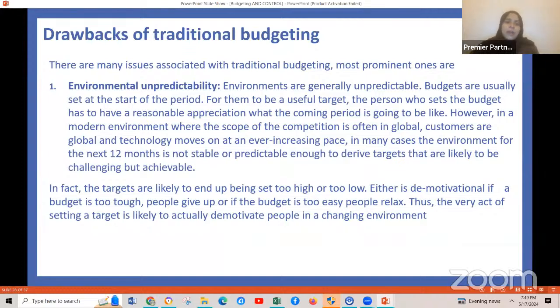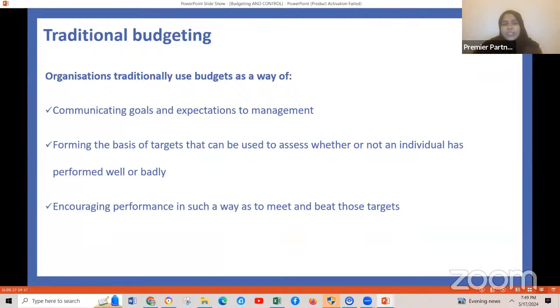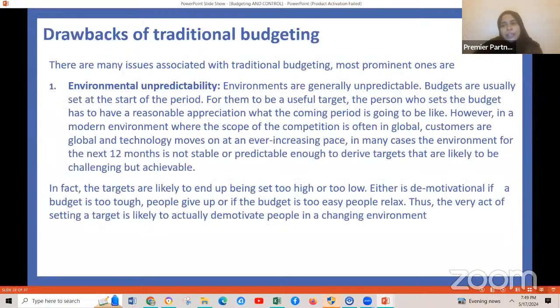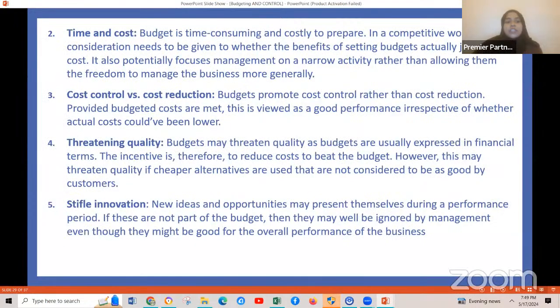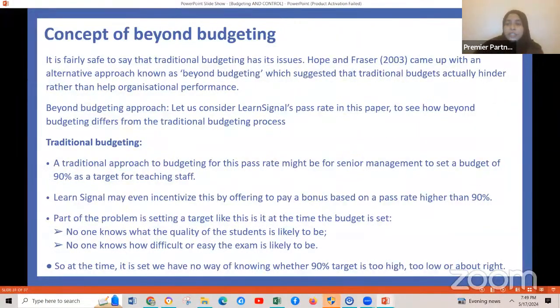So you know that traditionally budgeting was done by just setting targets and it was all about achieving that target. If you achieved the target, you were praised. If you did not achieve the target, it was said that your performance was not good. So there were a lot of problems with traditional budgeting, so now there's a system called beyond budgeting, meaning you don't set any hard and fast budget.